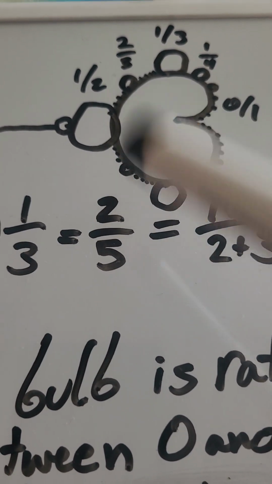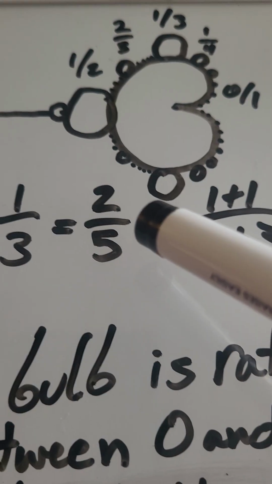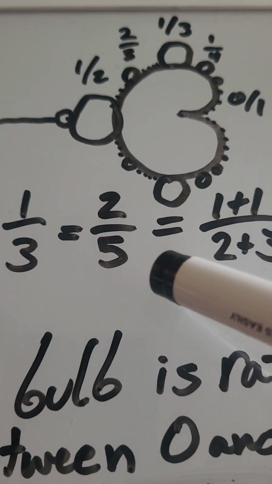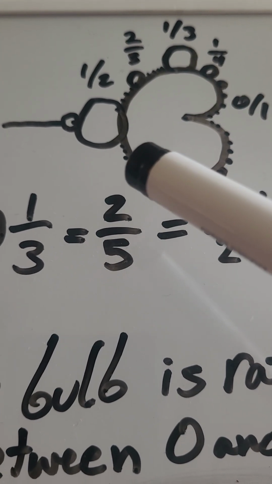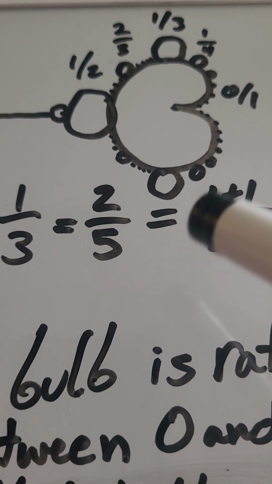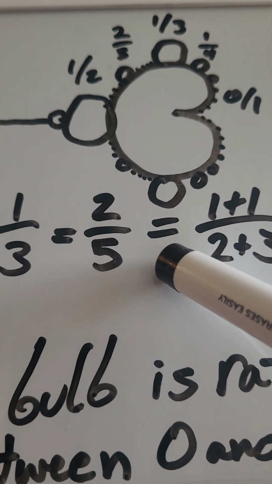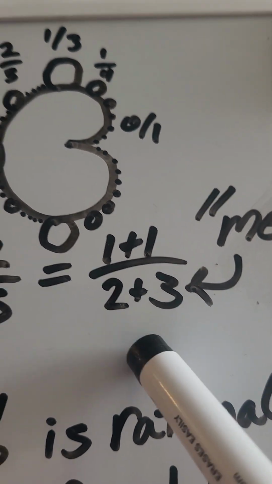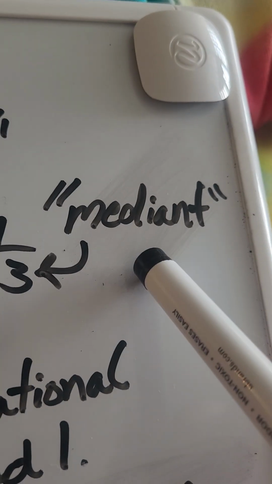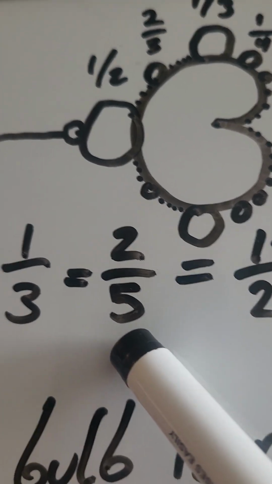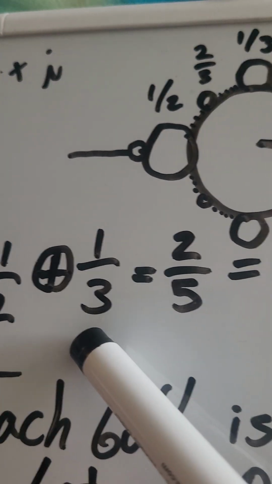This fraction actually means something for each and every bulb. I believe the numerator, I don't want to spread misinformation. I believe I know what it means, but it's been a while since I've researched it, so I'm not going to tell you what it means because I don't want to spread misinformation. But this does mean something. So doing this with the fraction, that's called finding the mediant, right? So this is the mediant of the 1/2 and the 1/3.